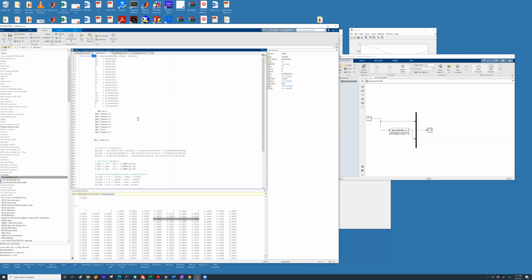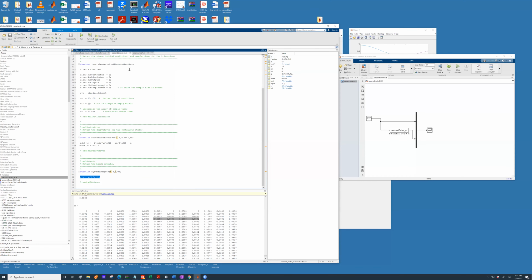This is exactly the same as x dot. This is nothing but the output of the function. So here you have the states. Now please note that this code needs to be wrapped around the Simulink wrapper.